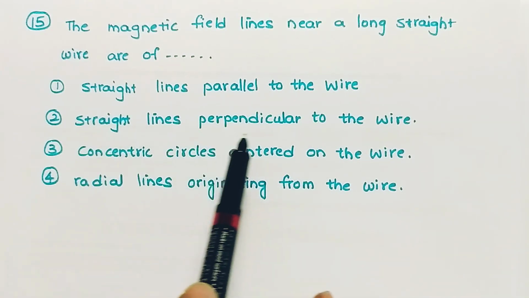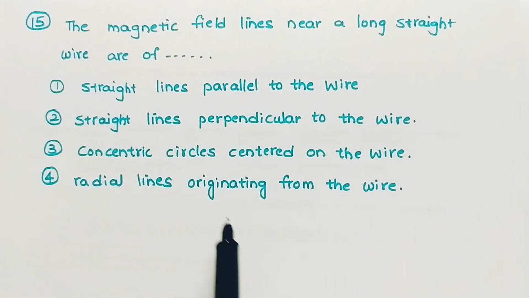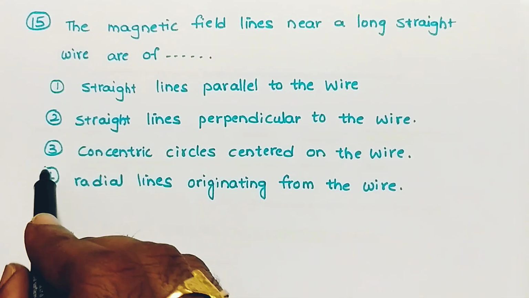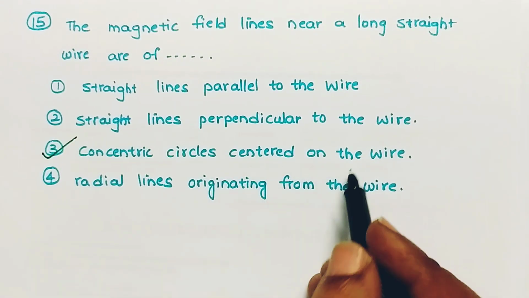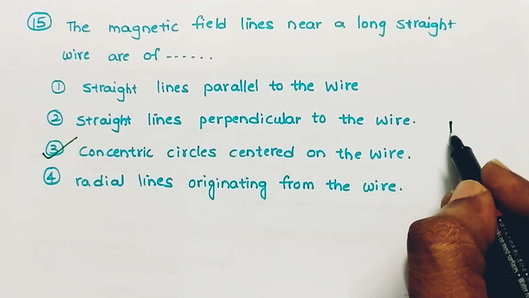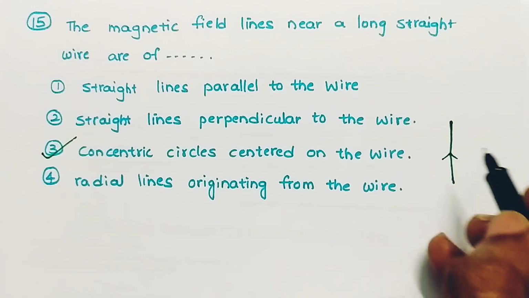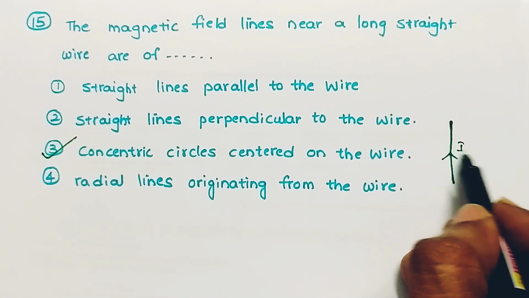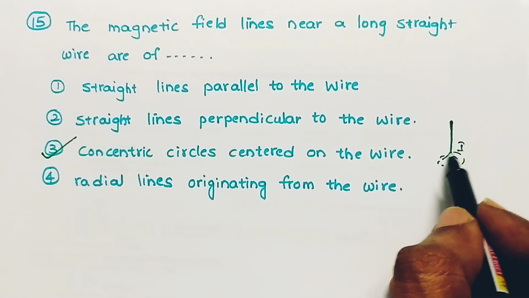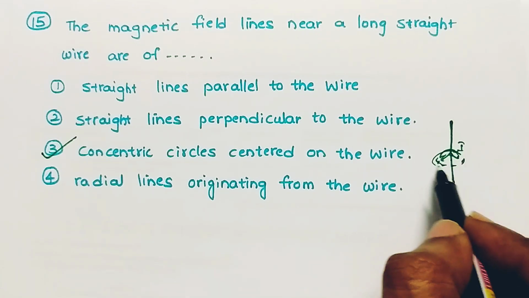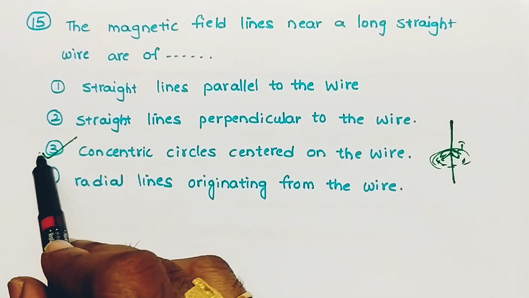The magnetic field lines near a long straight wire are: straight lines parallel to the wire, straight lines perpendicular to the wire, concentric circles centered on the wire, or radial lines originating from the wire. So concentric circles centered on the wire. Why? Because suppose this is the current carrying wire, then the magnetic field lines form like this, concentric circles. So option 3 is correct.